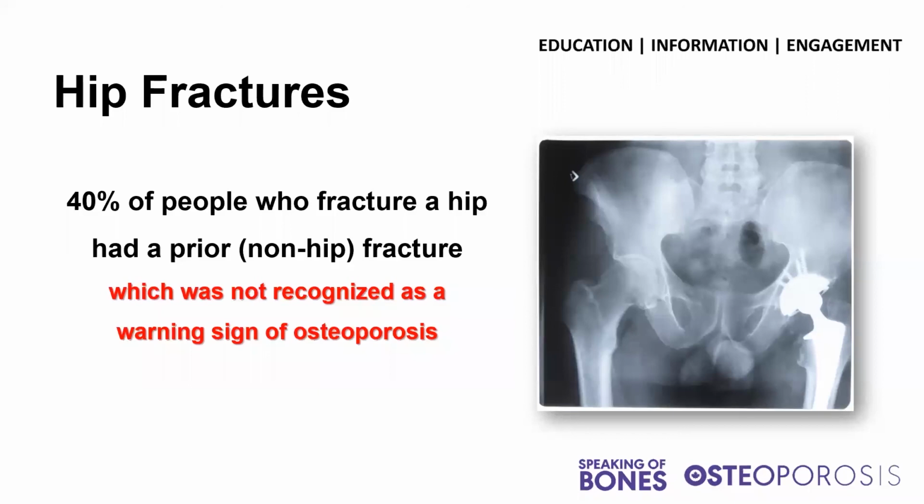40% of people who fracture a hip had a prior non-hip fracture, which was not recognized as a warning sign for osteoporosis. If osteoporosis was identified when a wrist was broken, for example, it's very likely that treatment with effective medications would prevent many hip fractures.